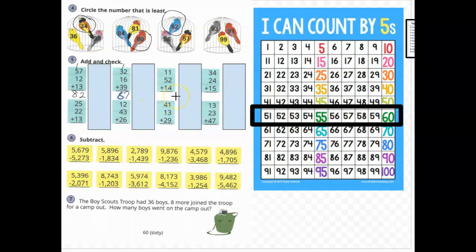Okay, you can see how I did that? All right, so this one, let's go to our ones column. And I'm going to add the 4 and the 2 first. 4 plus 2, 6, plus 1 more, 7. So I write my 7. There's nothing to carry, so I just go to my tens column, which is 5 plus 1 more plus 1 more. 5, 6, 7.